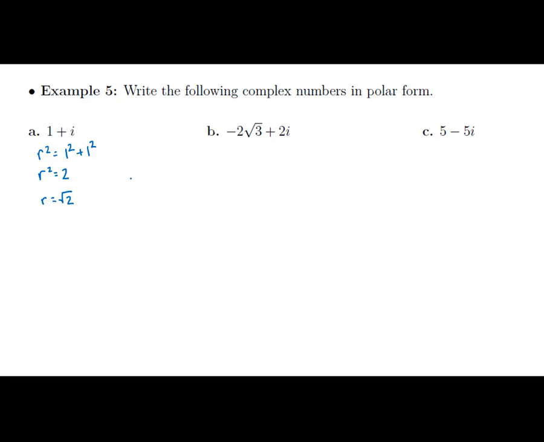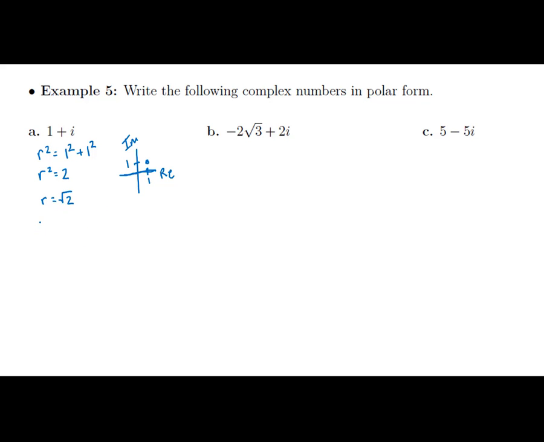Okay, and as we're going here, let's go ahead and sketch this so that we make sure that the answer we come out with in the end actually makes sense. So this is the real part. This is the imaginary part. So if I have 1 plus i, that means I go 1 on the real axis and then up 1 on the imaginary axis. That puts me right there. All right, so r is equal to the square root of 2.